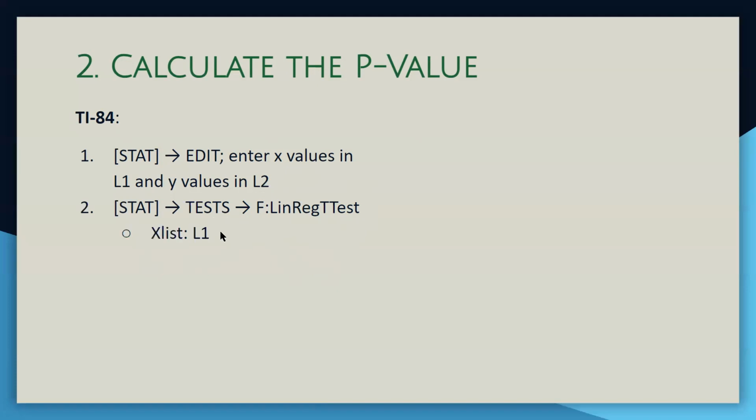It's going to ask you where your X values are, where your Y values are. Your frequency should be 1. And then you always want to select the not equal to 0 option. And it will output both a test statistic and a p-value. And just like all of the other tests on the TI-84, it will label the p-value as a lowercase p.